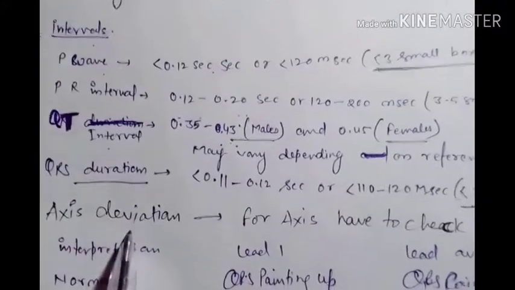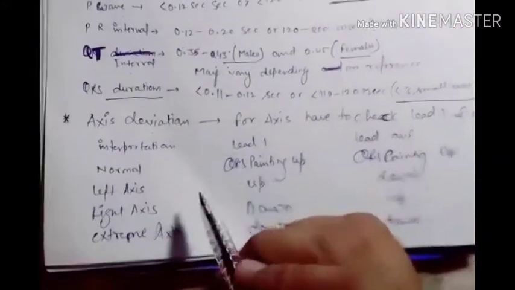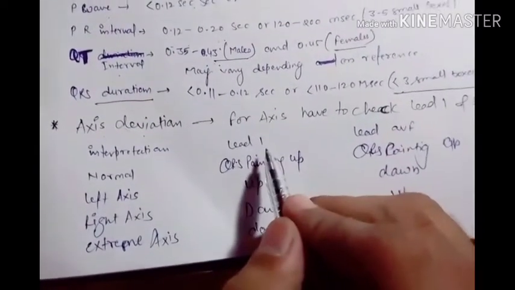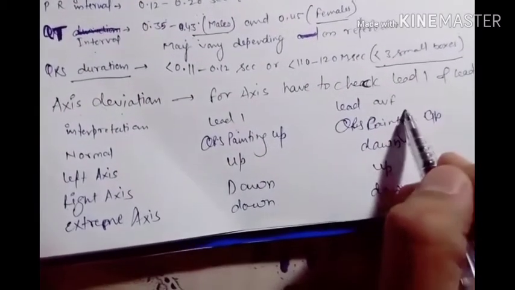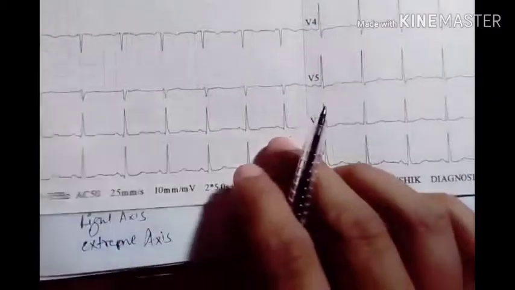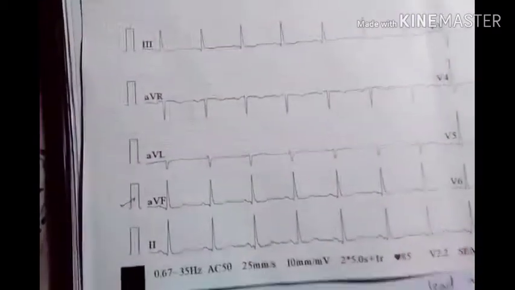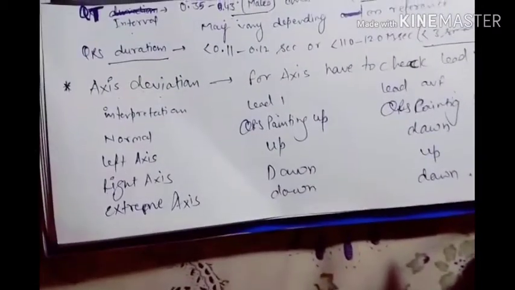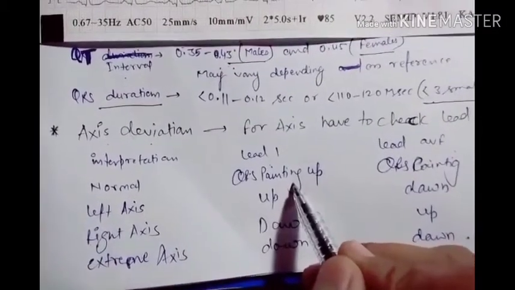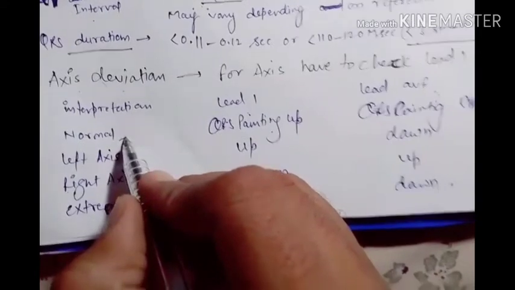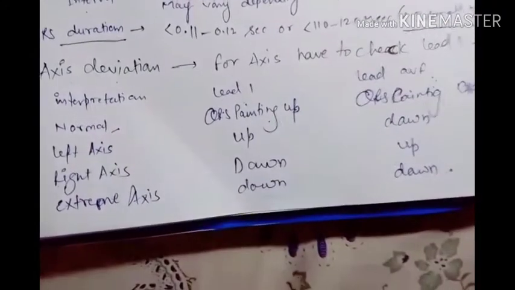Guys, next is the axis deviation. For axis deviation we have to check the ECG, and we have to check only two things: lead 1 and lead AVF. We see here lead 1, this one, and AVF, this one. So we will see how we interpret. We have to see lead 1. If lead 1 is up and lead AVF is also up, this is the normal axis. I will show you an example on the ECG reports.